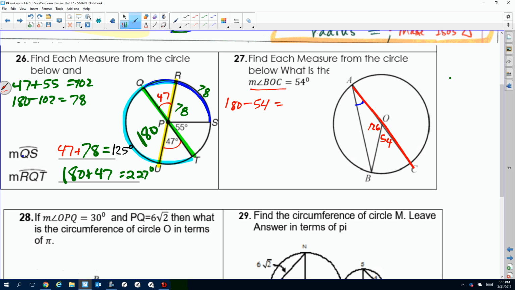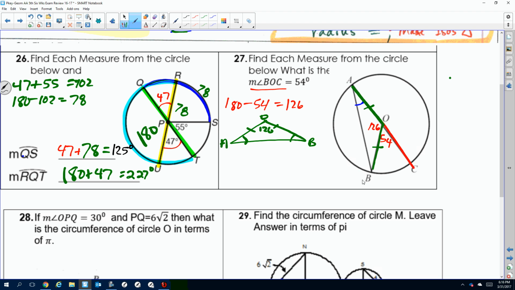Then if I notice that O to A is a radius and O to B is also a radius, that creates the isosceles triangle that we have here. So we know this vertex angle is 126. I'm talking about the triangle OAB. So the base angles are going to be congruent, which means angle A and angle B are congruent.